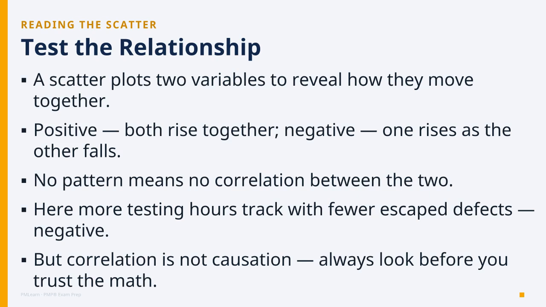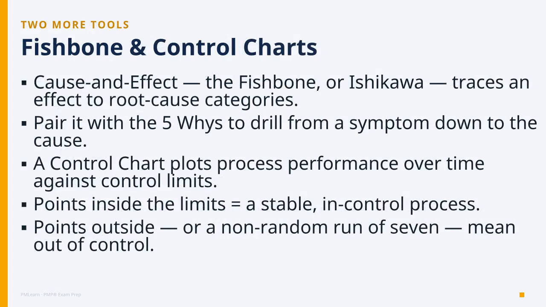And second, the big one. Correlation is not causation. The chart narrows your investigation. It doesn't close it. Two variables moving together might share a hidden third cause entirely. Two more tools round out the classic quality toolkit, and they show up constantly.